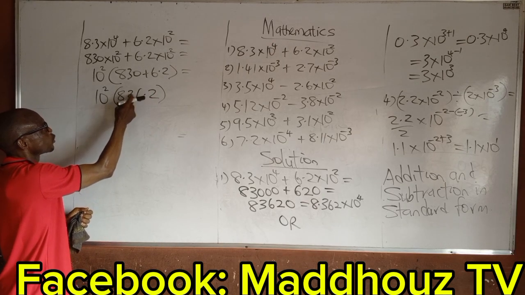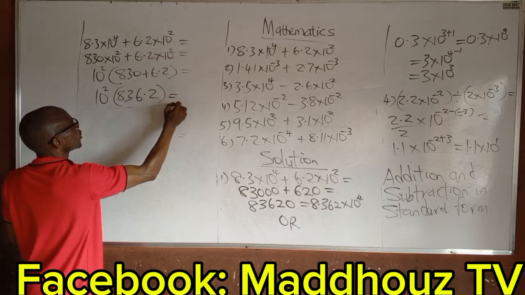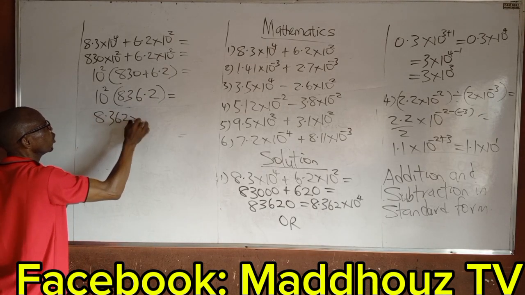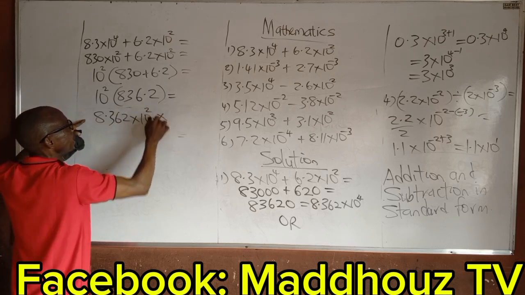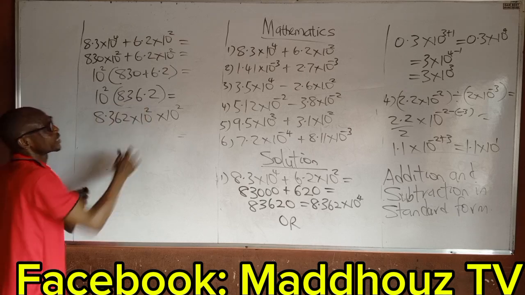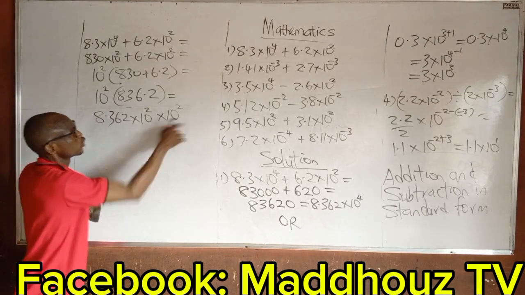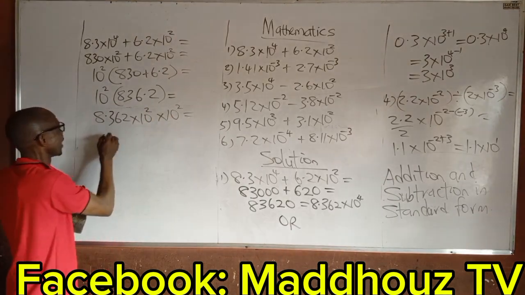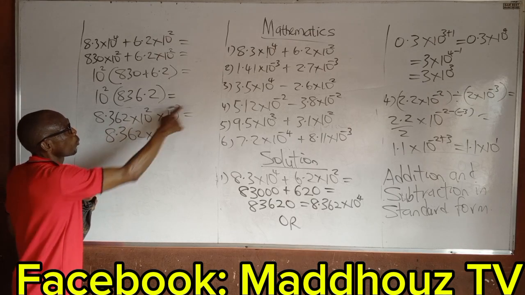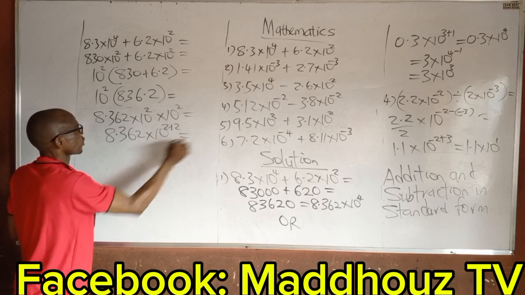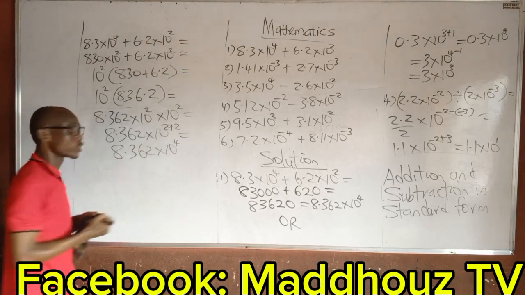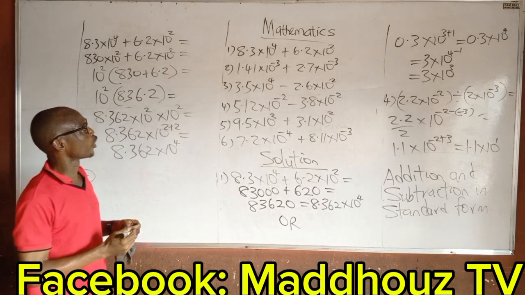We are moving 2 times. 1, 2. And that becomes 8.362 times 10 raised to power 2, then times 10 raised to power 2. We have written this now in standard form. So we can now add up by saying 8.362 times 10 raised to power 2 plus 2. And that gives us 8.362 times 10 raised to power 4.